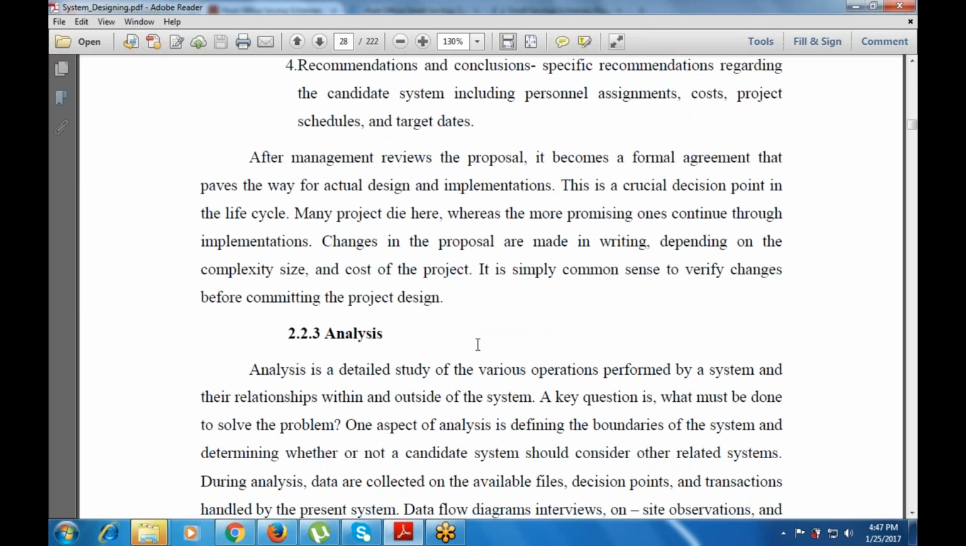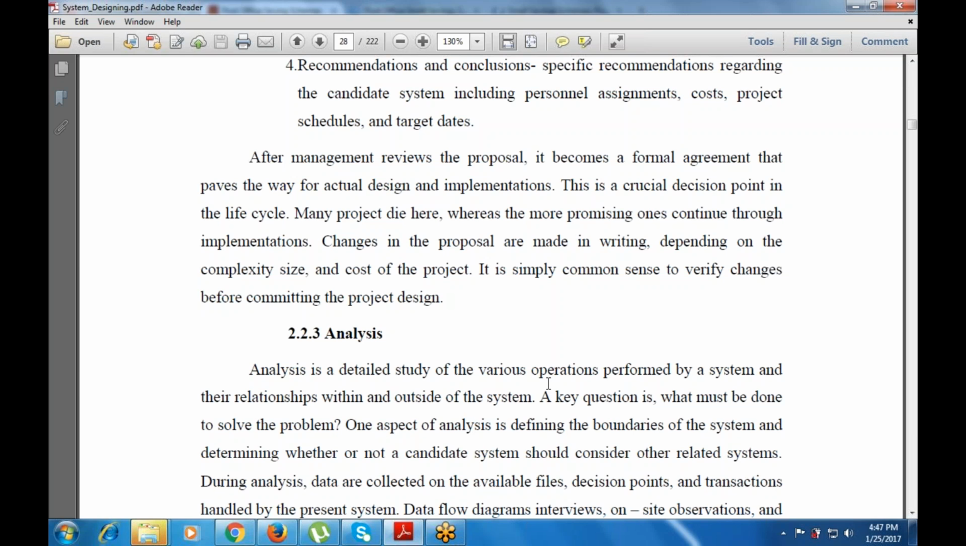The next part is analysis. That is a detailed study of the various operations that are performed by a system and their relationship within and outside of the system. That is analysis. That means we analyze what we operate, what we have done, and whether that is okay or not. So this is a detailed study of the various operations performed by the system and other activities, and also their interrelationship within and outside of the system.